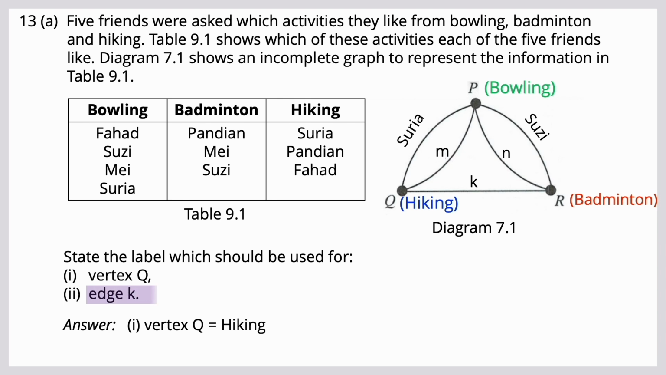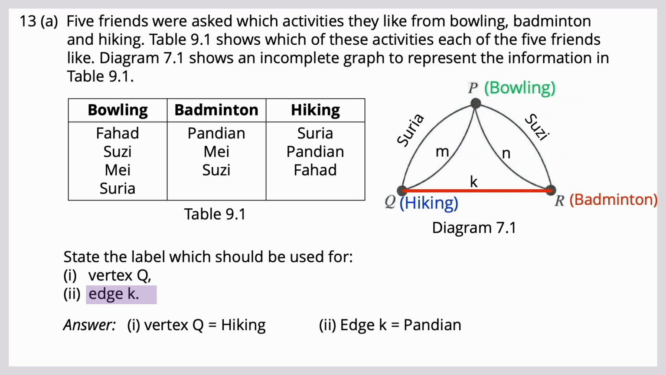State edge K. Edge K connects vertex Q, hiking, and vertex R, badminton. From the table, only Pandian likes hiking and badminton. So, edge K is Pandian. Vertex Q is hiking. Edge K is Pandian.